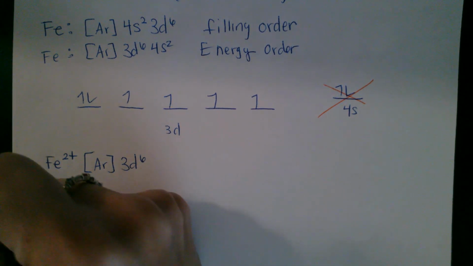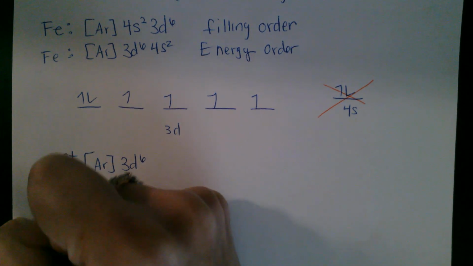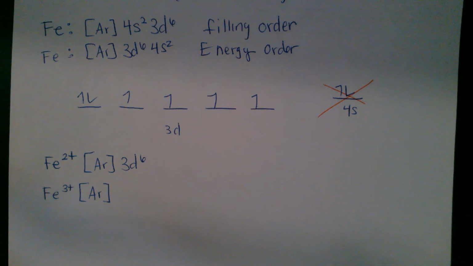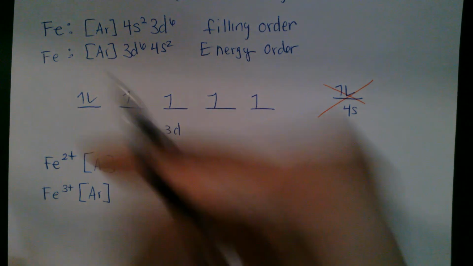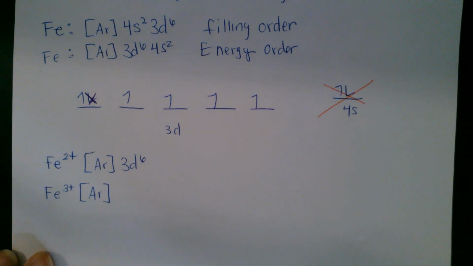Okay, so iron also forms Fe3+. Fe3+ still has the core of argon. But let's take a look now at what electron we could possibly lose. If we take a look, the next highest energy here is going to be our spin down. So spin down would be the next one we'd lose.